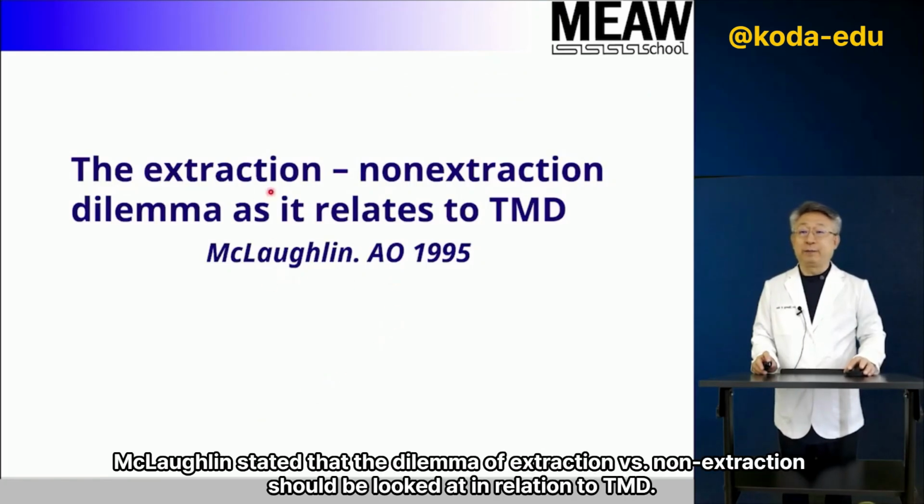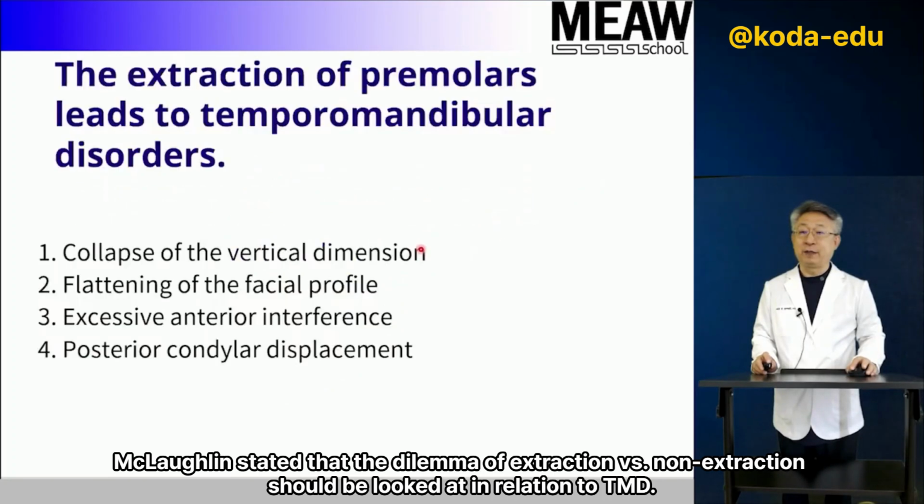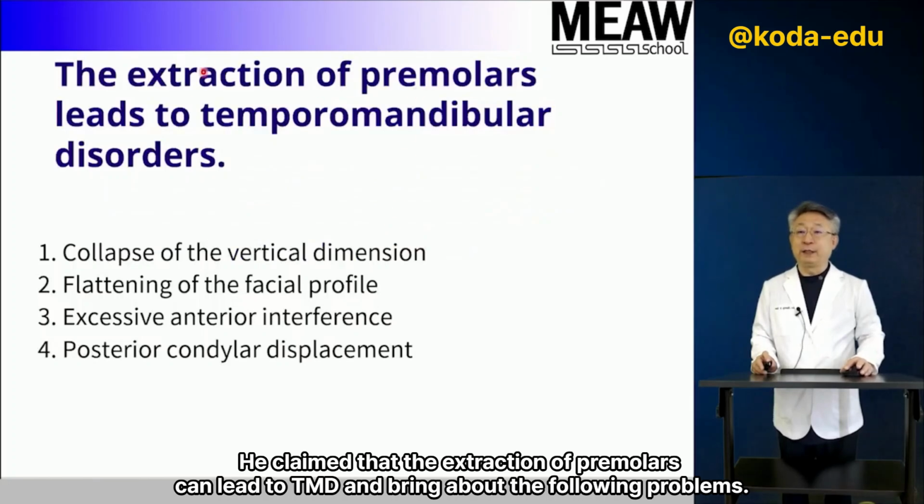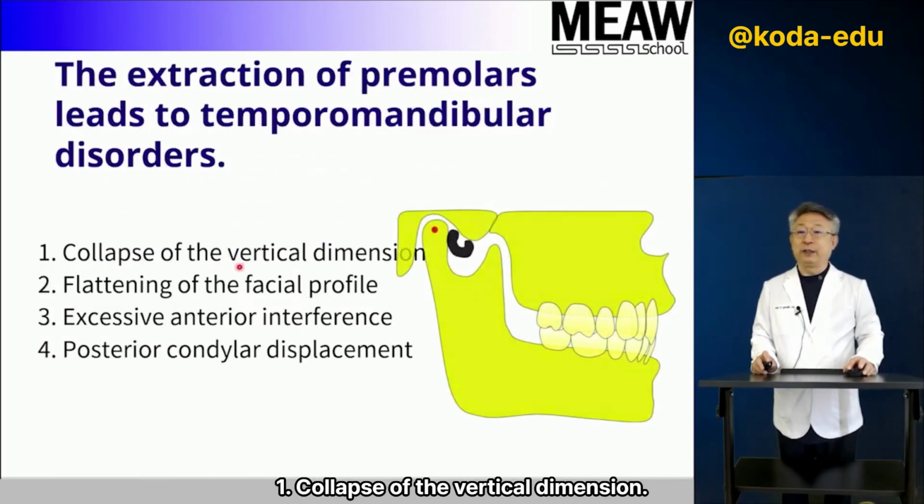McLaughlin stated that the dilemma of extraction versus non-extraction should be looked at in relation to TMD. He claimed that the extraction of premolars can lead to TMD and bring about the following problems. 1. Collapse of the vertical dimension. 2. Flattening of the facial profile. 3. Excessive anterior interference. 4. Posterior condylar displacement.